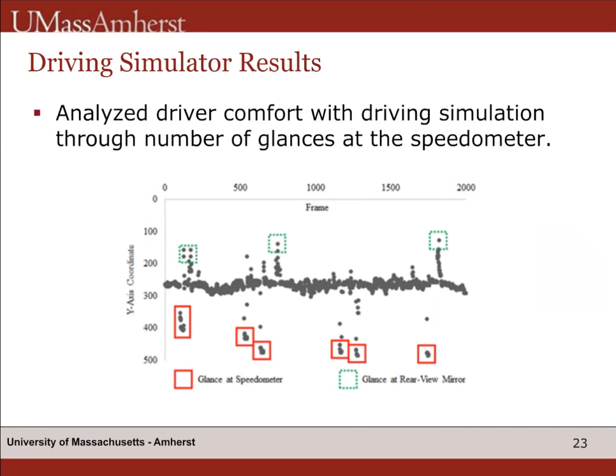So I mentioned the eye tracking previously. One way we utilized that data was by looking at the glances at the speedometer. By looking at the glances at the speedometer, we could analyze how comfortable a driver was with the driving simulator based on how frequently they were checking their speeds. And in this table here, these are the y-coordinates of the driver's glance. So it's pretty obvious to recognize when they're looking away from the forward roadway.